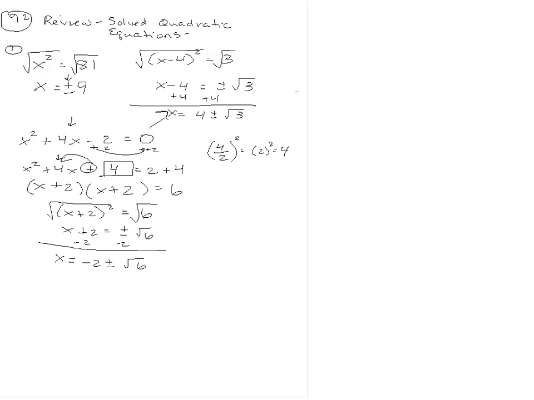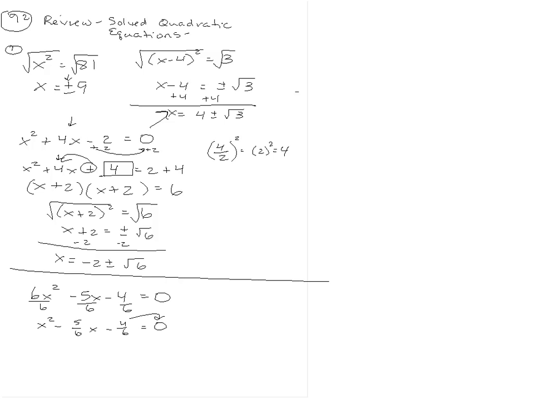Now we're going to learn something else, because what if I had 6x squared minus 5x minus 4 equals 0? Well, in order to complete the square, we have to get rid of the 6, which means we'd have to divide each piece by 6. If I divided each piece by 6, look what happens. I get x squared minus 5/6x minus 4/6 equals 0. I'd have to move that over, and I'd have to take half of this. Ew.